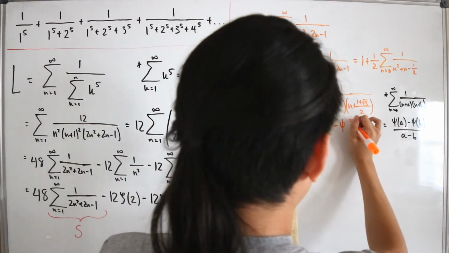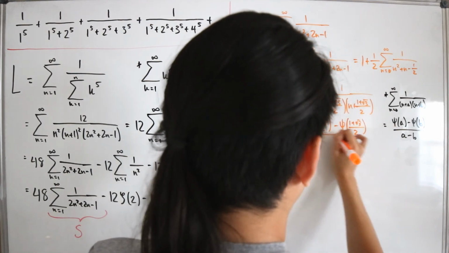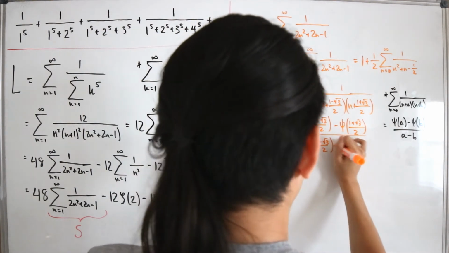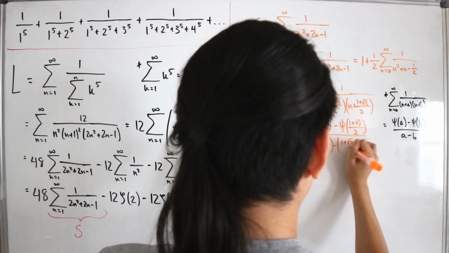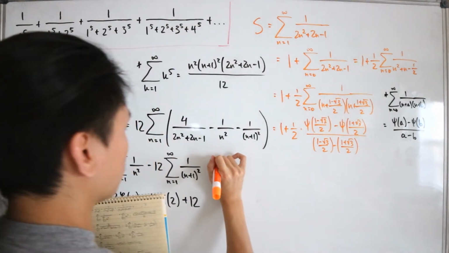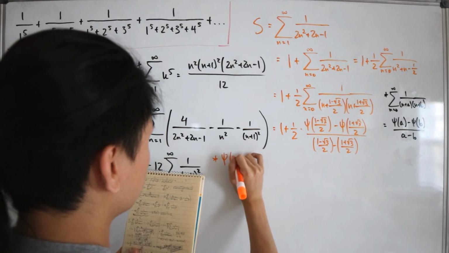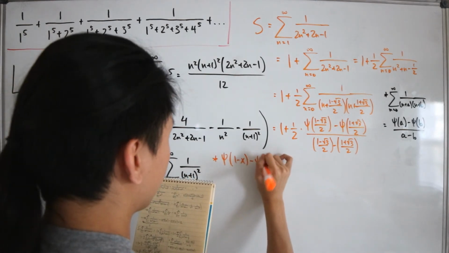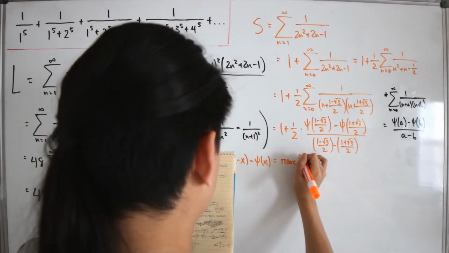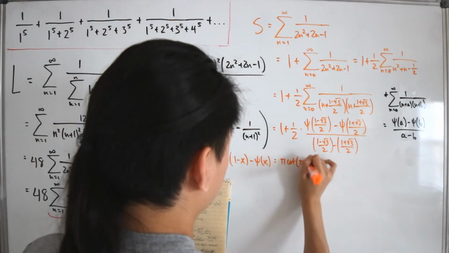Then this is going to be 1 plus the square root of 3 divided by 2, all this being divided by 1 subtract the square root of 3 divided by 2, then subtract 1 plus the square root of 3 divided by 2. And what we can do here is use another identity, known as the digamma reflection formula. We have psi of 1 minus x, then subtract psi of x, that's going to equal pi times cotangent of pi times x.